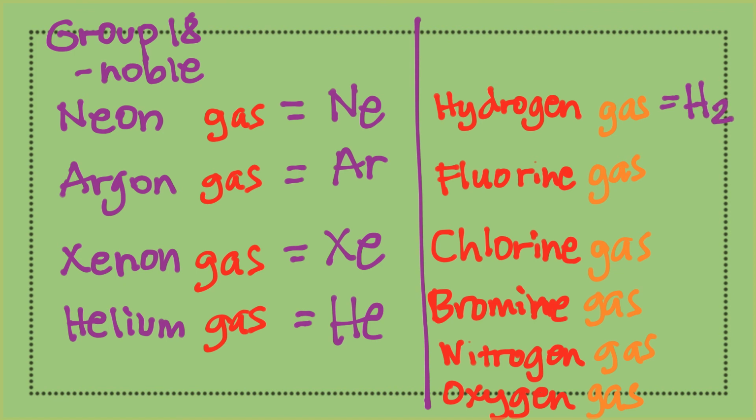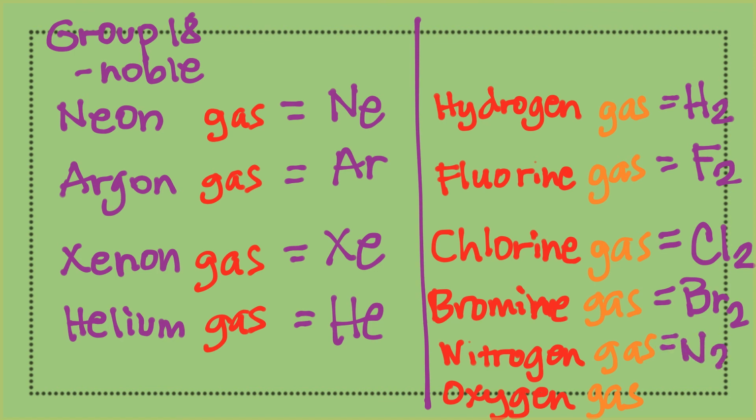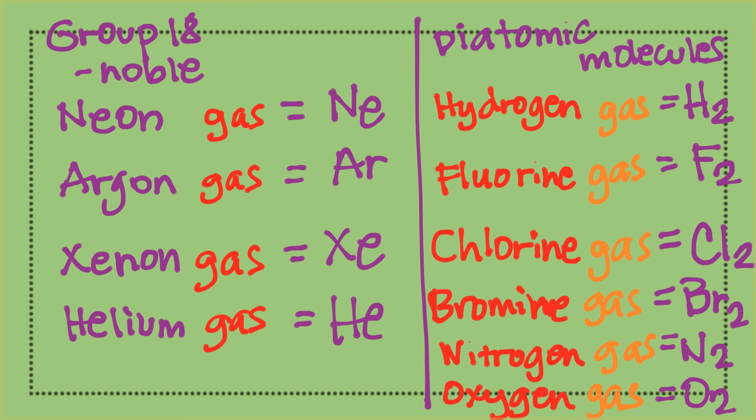Fluorine gas is not just F, it's F2. Chlorine gas is not just Cl, it's Cl2. Bromine gas is not just Br, it's Br2. Nitrogen gas is not just N, it's N2. And oxygen gas is O2. Remember, guys, these are called diatomic molecules. They're called such because there are 2 atoms. That's why they're diatomic molecules.